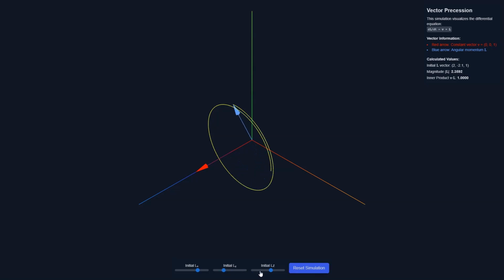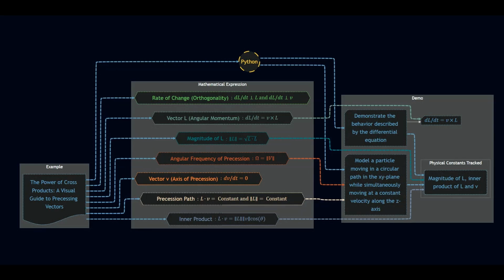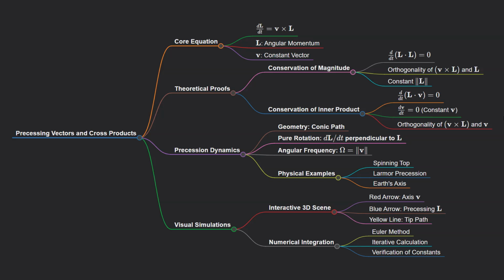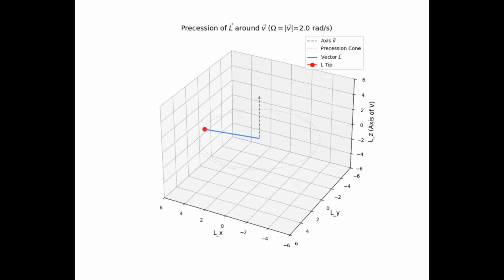The speed at which this rotation occurs is known as the angular frequency. This rate is determined by the strength or magnitude of the constant axis. The greater the magnitude of the axis vector, the faster the precession will be. This rotation remains steady and constant as long as the axis itself does not change.